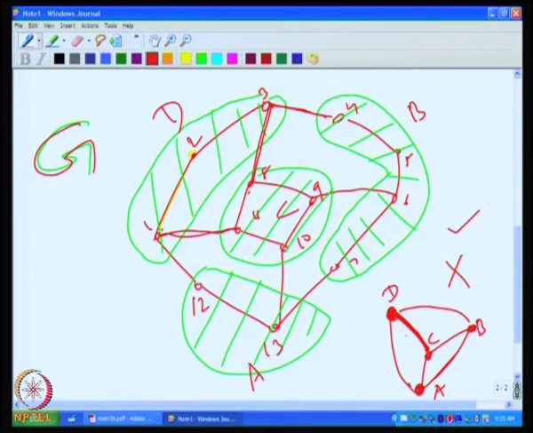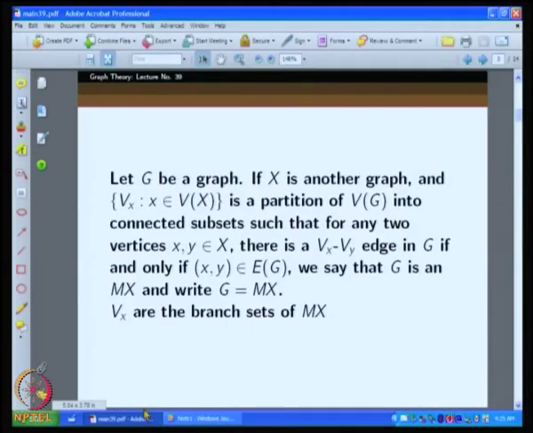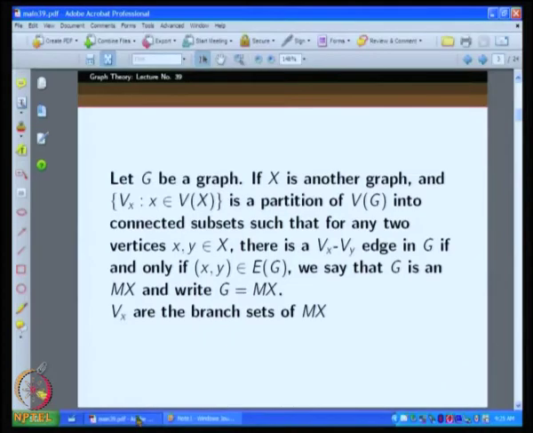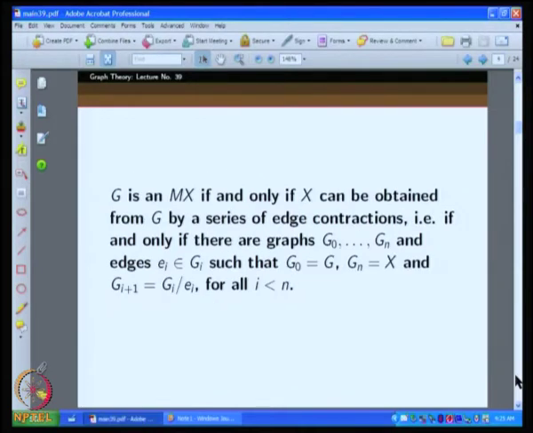Then we will say G = MX. Of course, there are many G's which are MX, and this G is also MX. And which are the branch sets here? These are the branch sets of X. And the point is that G can be seen as an MX only if X can be obtained from G by a series of edge contractions.